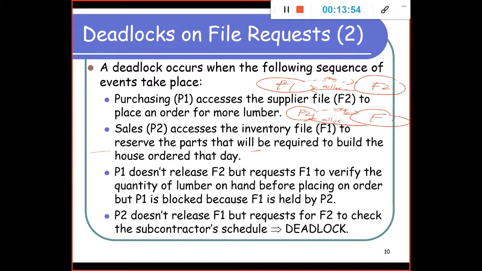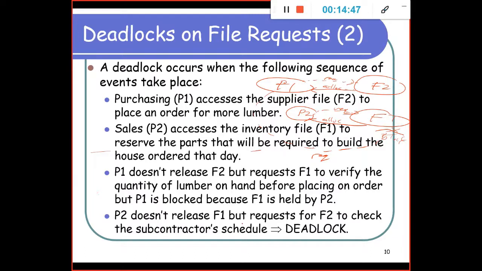Sales P2 wants to reserve parts that will be required to build the house ordered that day. So at the moment, P1 doesn't release F2 because P1 is using F2. But at the same time, P1 has to access the inventory file for some other matters. So it tries to request F1 to verify the quantity on hand before placing an order, but P1 is blocked. When F1 hears the request from P1, it cannot allocate the resource to P1 because at the moment it is serving P2, process 2 or job number 2. So this is the job, this is the resource. F1 is the resource. So it is blocked here.